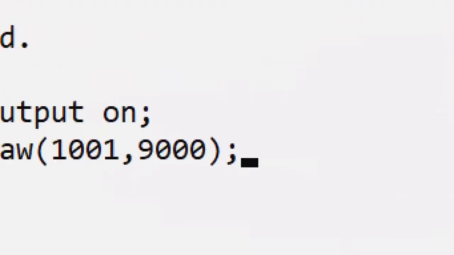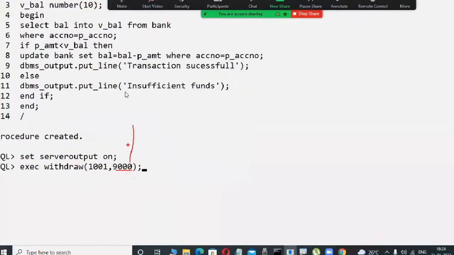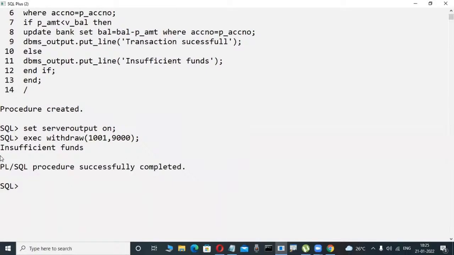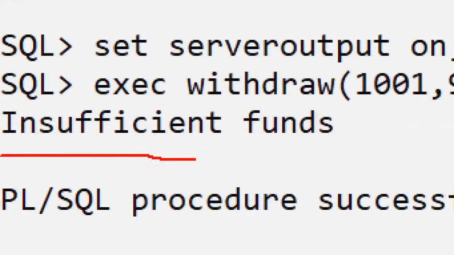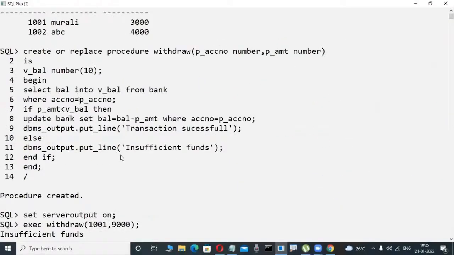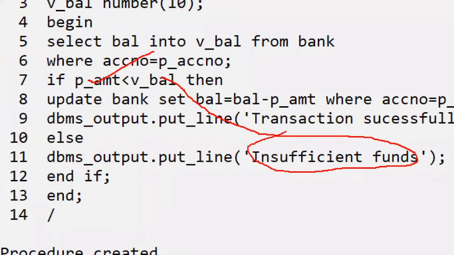Now, my account number 1001, but I try to withdraw how much amount? 9,000, because I'm writing this program. Whenever I try to withdraw 9,000, is it possible? No. So now it will give a message: insufficient funds. How is it possible? This coding is executed, whatever I'm writing is executed. Your amount is more than the available balance, that's why insufficient funds. It will display the message, yes.